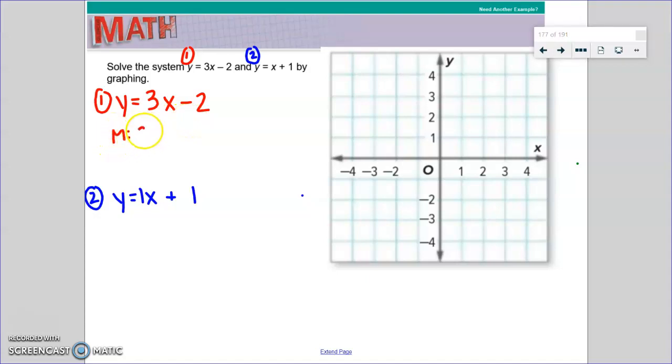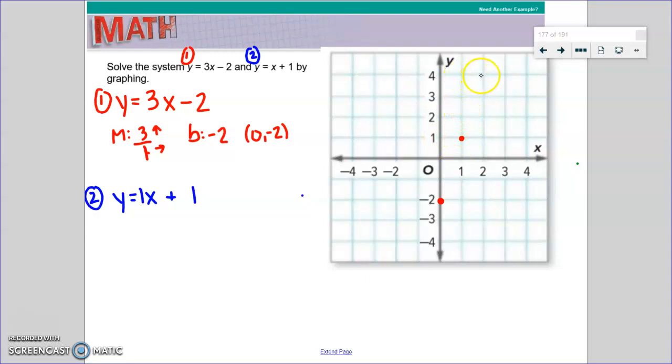So I'm going to identify my slope, which is a positive 3, or 3 over 1, which tells me we're going to go up 3 and over 1. And my b, my y-intercept, is at -2. So my -2 is the first point I'm going to graph, which again, since it's my y-intercept, should be on my y-axis. And using my slope, I'm going to go up 3 and over 1.